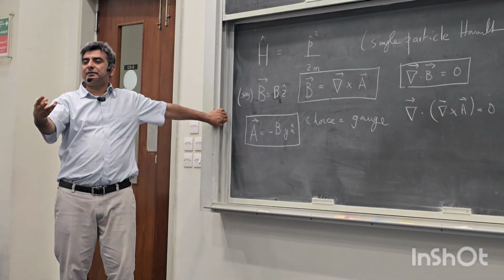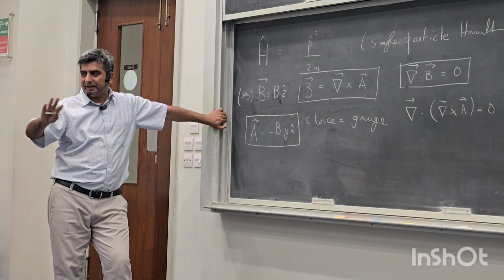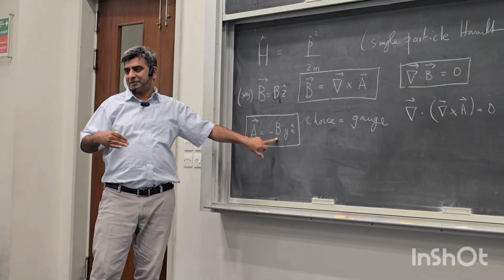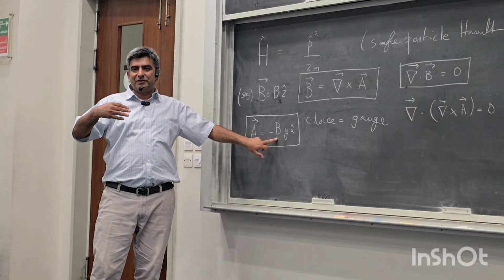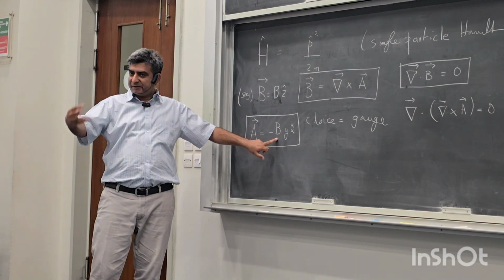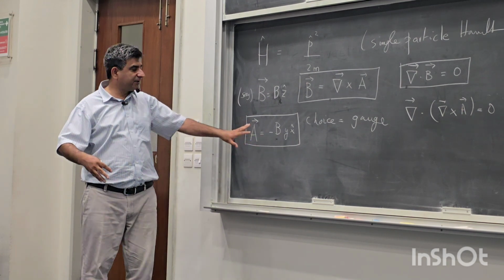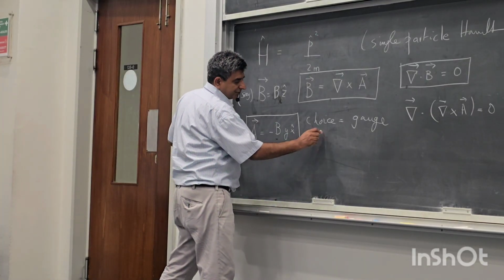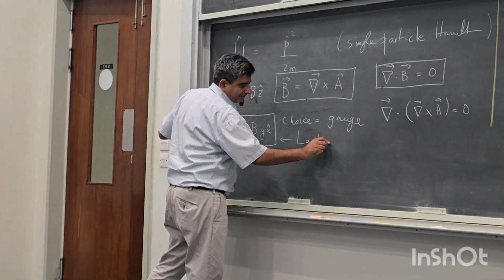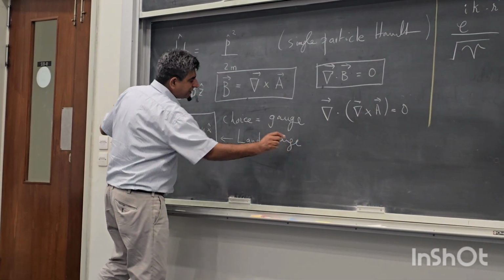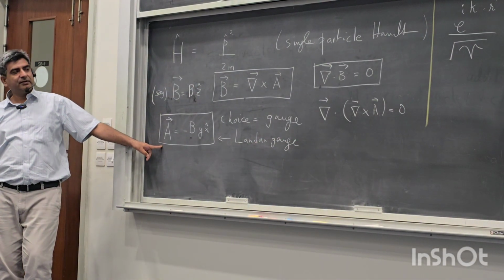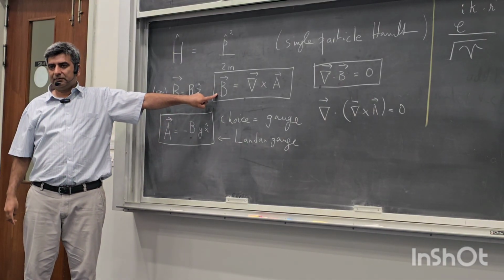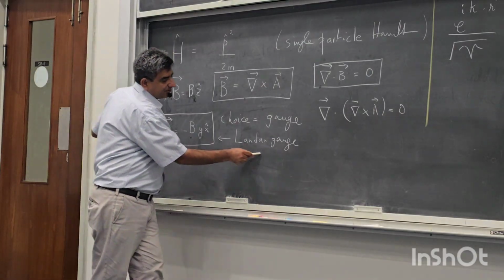We can also choose other gauges. There's nothing special about this. We could also choose Bx along the y direction. We could also choose a combination of x and y. We can choose a symmetric gauge as well. So this gauge that I am choosing to exemplify this problem is called the Landau gauge. And you can check that if this is my definition for A, this is satisfied. You can check that. Okay, so this is my choice of gauge.